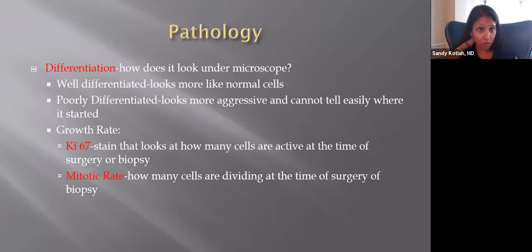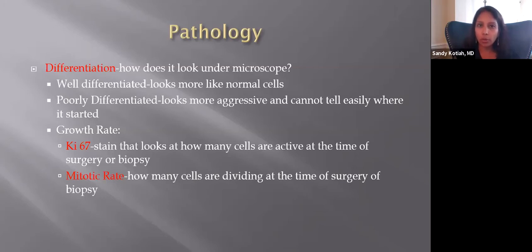So the pathology, usually we look at different pieces of information. We look at the differentiation, which is how does it look under the microscope? So the pathologist tells us that information. Well-differentiated tumors tend to behave more like normal hormone-producing cells. Poorly differentiated tumors look very aggressive, very ugly under the microscope. We can't always tell where it originated from, except that we biopsied that area. So that's sometimes how we know that it started there.